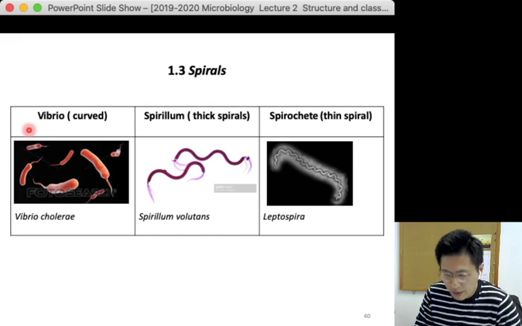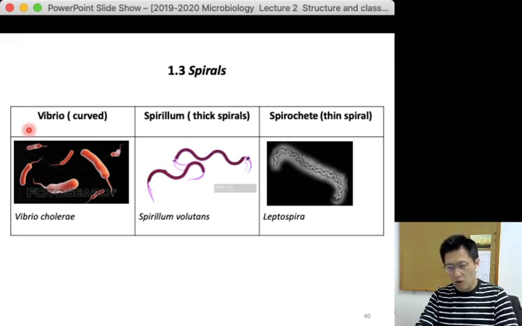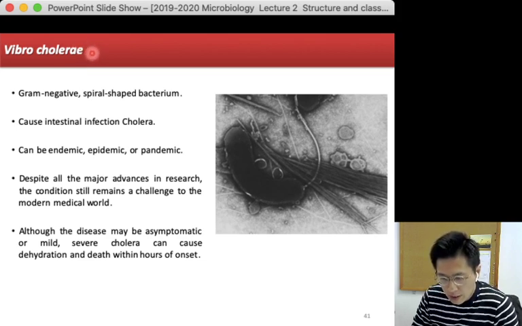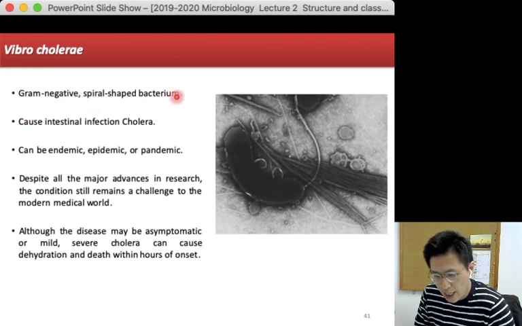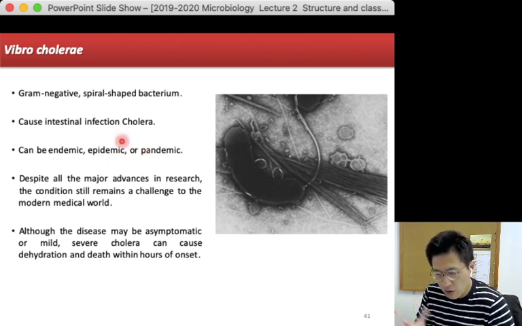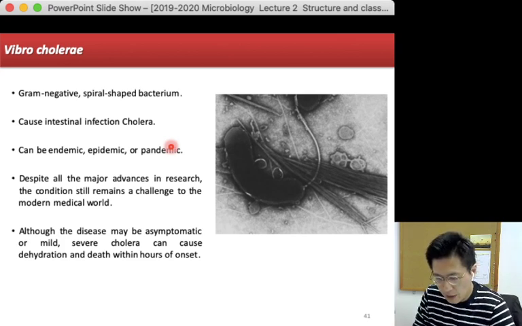So let me introduce one more, spiral. Spiral means the vibrio, the curve-like shape. This is commonly found in Africa and the middle of India, the Vibrio cholerae, cholera. This cholera causes intestinal inflammation and diarrhea. This is one example, and it is gram-negative again. As I said, about 95% of the gram-negative bacteria are pathogenic. It causes intestinal inflammation, epidemic or pandemic. Epidemic means it can spread locally, and pandemic means it spreads worldwide, across continents. This is one of the challenges, because they usually cause serious diarrhea and people die of dehydration.